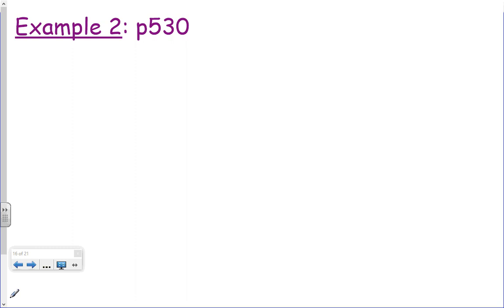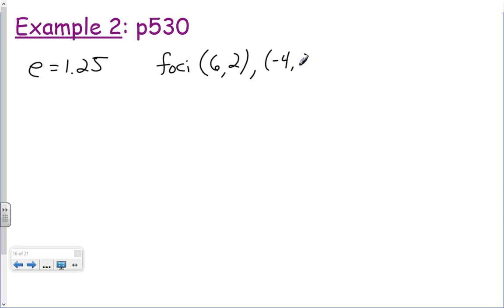So they tell you here that the eccentricity is 1.25. That tells me the conic I'm working with, by the way. And then it says that you've got 2 foci. You've got a focus at 6, 2 and another one at negative 4, 2. Okay, so that's what they've given us here.